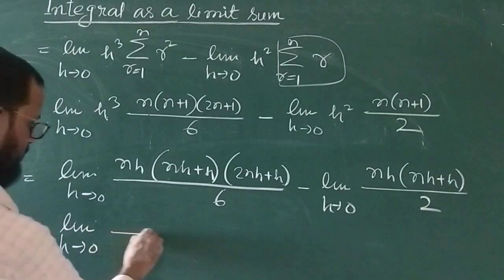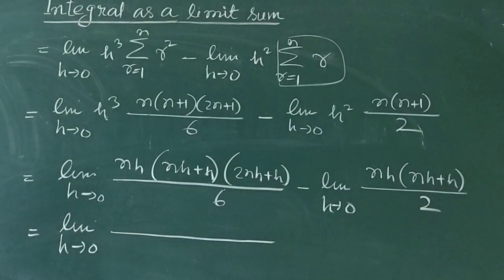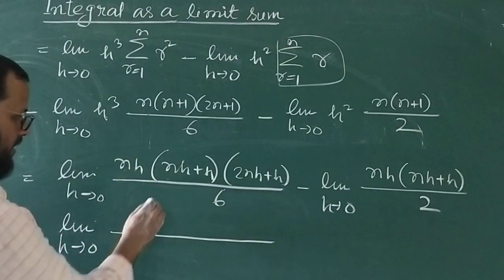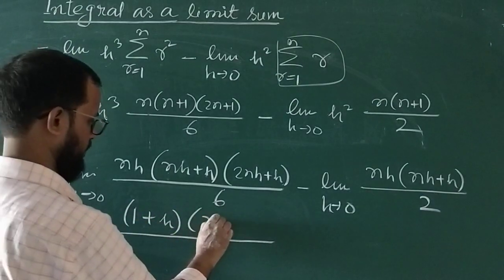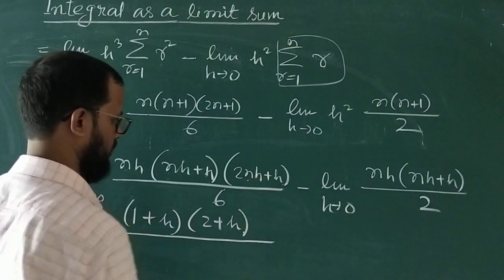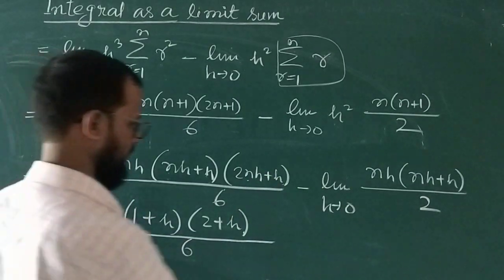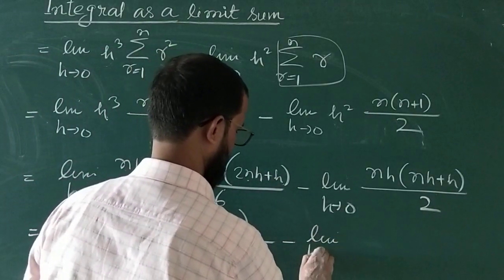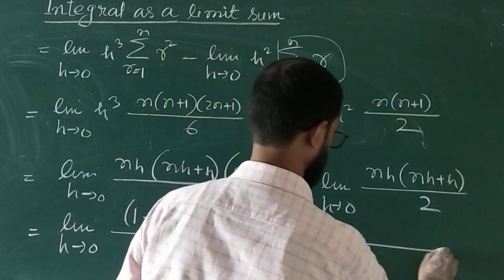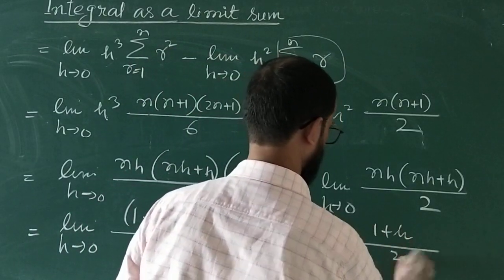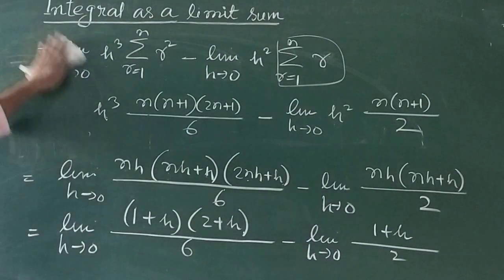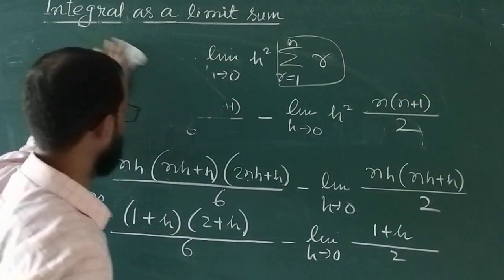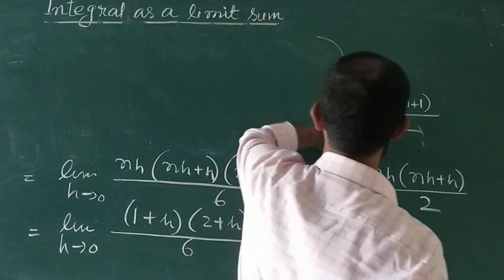Limit h tends to 0. What is our nh? 2 minus 1, 1 will be, no? 1 multiplied by 1 plus h, and this is 2 plus h. 2 into 1 is 2, divided by 6, minus limit h tends to 0, this is 1 plus h divided by 2. Putting nh equal to 1. Now finally our job is to put the limit and get the answer.